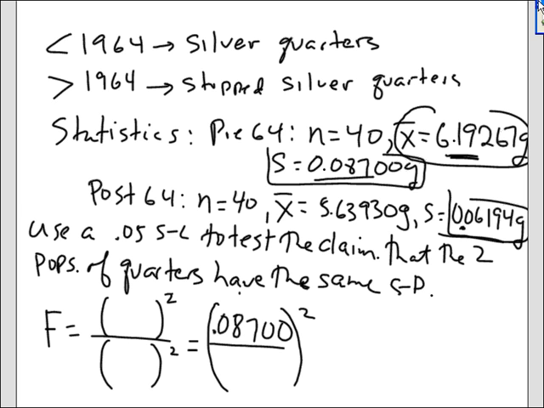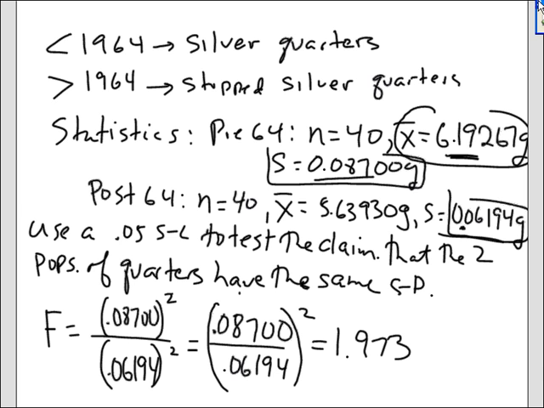0.08700 divided by 0.06194. You do the division first, you square it, you come out with 1.973, and that's what F is. Okay, you want to square the top number first and then divide it by the bottom number squared. Fine. Make sure you don't make a silly mistake. Me, I would divide first and then square.